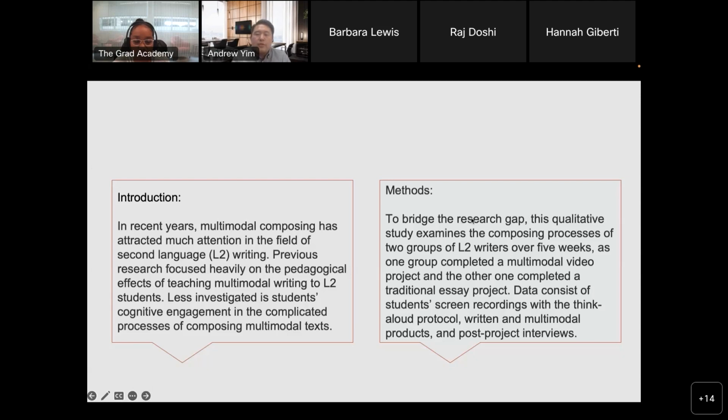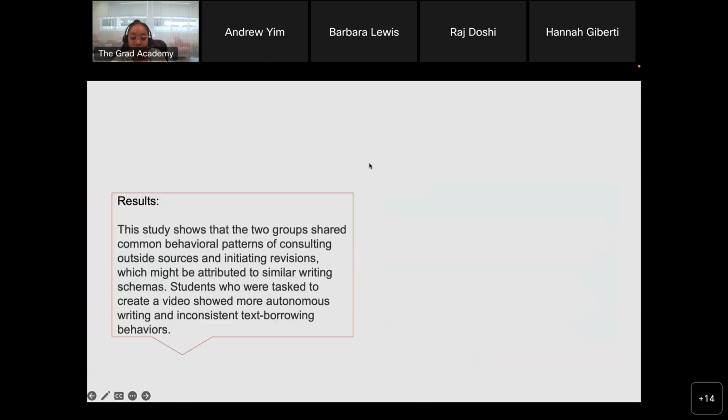Then with the methods, you don't need to be super descriptive, but this does give me an idea of what the researcher did. They identify it's a qualitative study. They have two groups of L2 writers. It occurred over 5 weeks, and the data consisted of written multimodal products and post-project interviews. So your method section should include enough information that if I read it, I can get a sense of what you actually did.